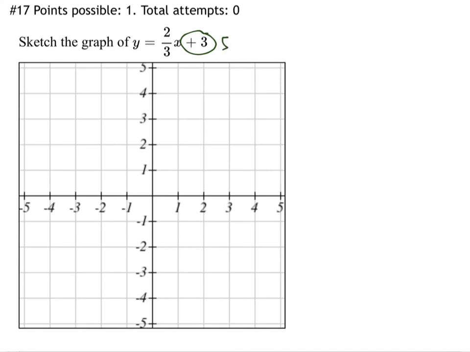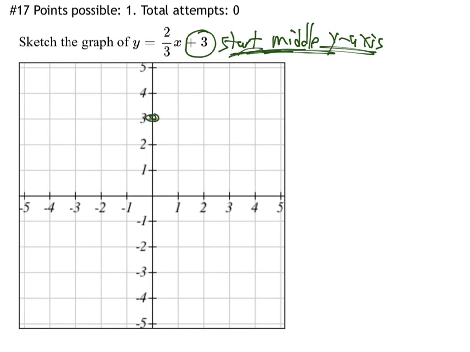Remember that you start on the middle y-axis with that number. So whatever number's off to the right, you start on the middle y-axis with that number. So that would be right there. Up 3 like that. If that was a subtract 3, I would start down here at minus 3.